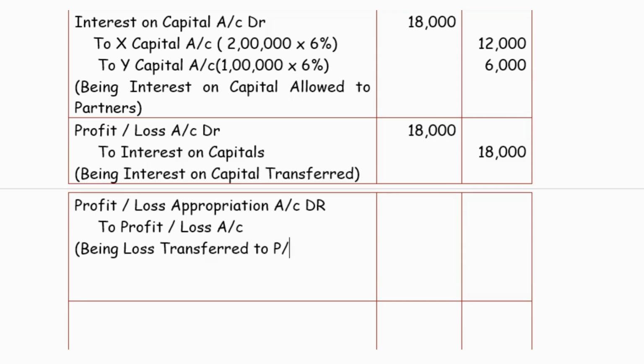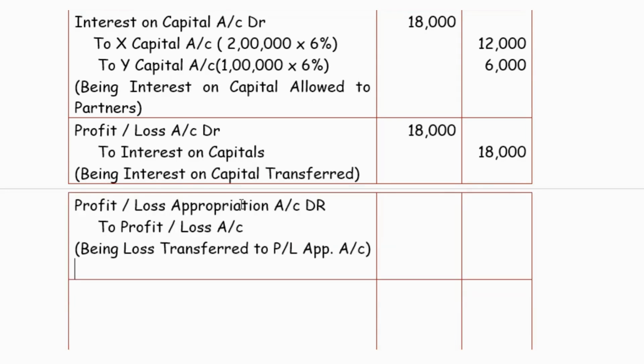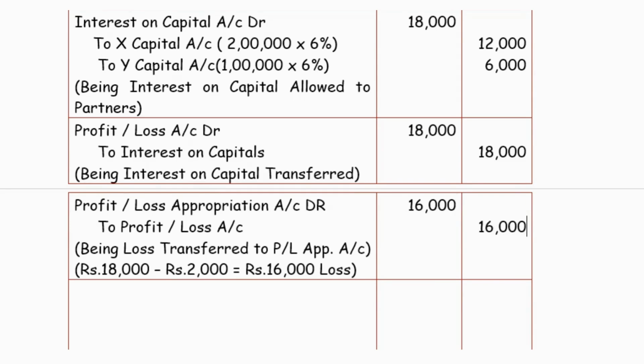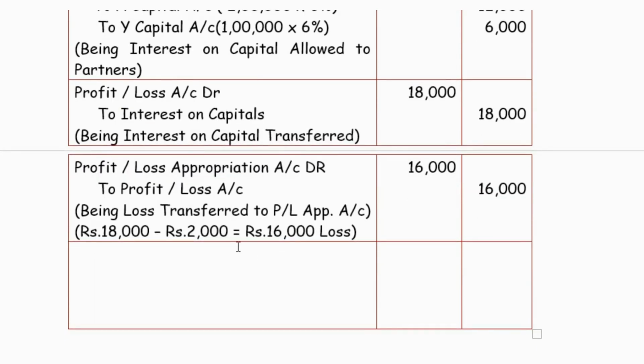The term charge means even if the company is not earning sufficient profits, the interest is to be credited in their capital accounts. And here they will then share the loss for the overall company. So here, being loss transferred, the company had an interest commitment of 18,000, but they had only 2,000 profit. So the remaining 16,000 is the loss for the firm. This 16,000 loss is transferred from the normal P&L account to the profit or loss appropriation account.